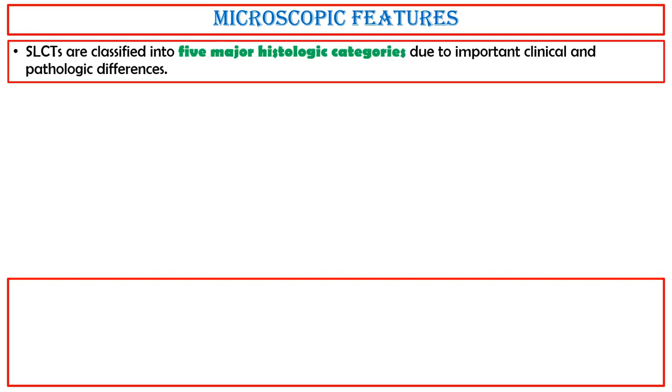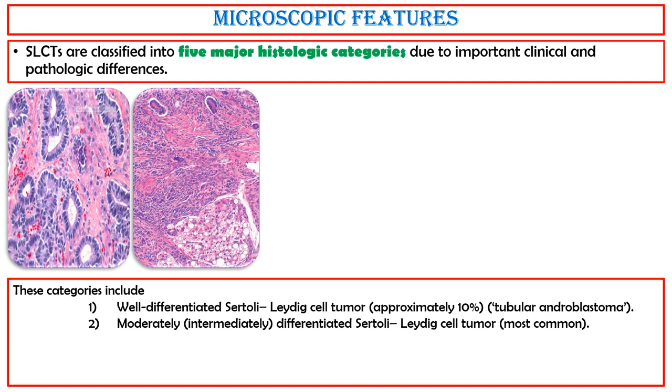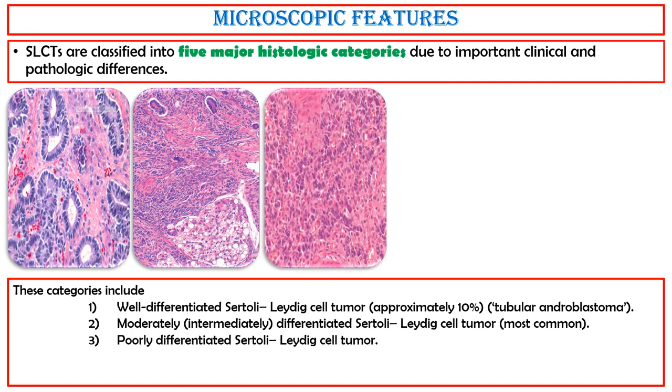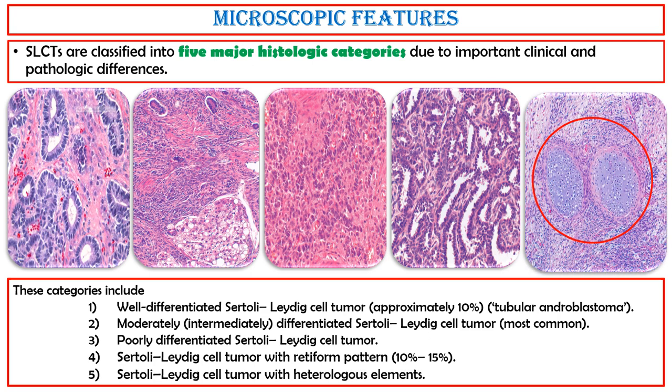Microscopic features. Sertoli Leydig cell tumors are classified into 5 major histologic categories due to important clinical and pathologic differences. These categories include well-differentiated Sertoli Leydig cell tumor, approximately 10%. It is also called tubular androblastoma. Moderately, intermediately differentiated Sertoli Leydig cell tumor. It is most common. Poorly differentiated Sertoli Leydig cell tumor. Sertoli Leydig cell tumor with retiform pattern, 10% to 15%. Sertoli Leydig cell tumor with heterologous elements.